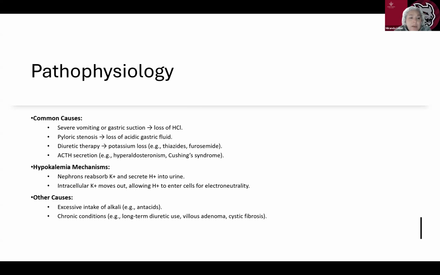The hypokalemia mechanisms, we're going to have nephrons that reabsorb potassium and secrete hydrogen into urine. The intracellular potassium is going to move out, allowing hydrogen to enter the cells for electroneutrality. And other causes could be excessive intake of alkali like antacids or long-term diuretic use. Villous adenoma and cystic fibrosis.